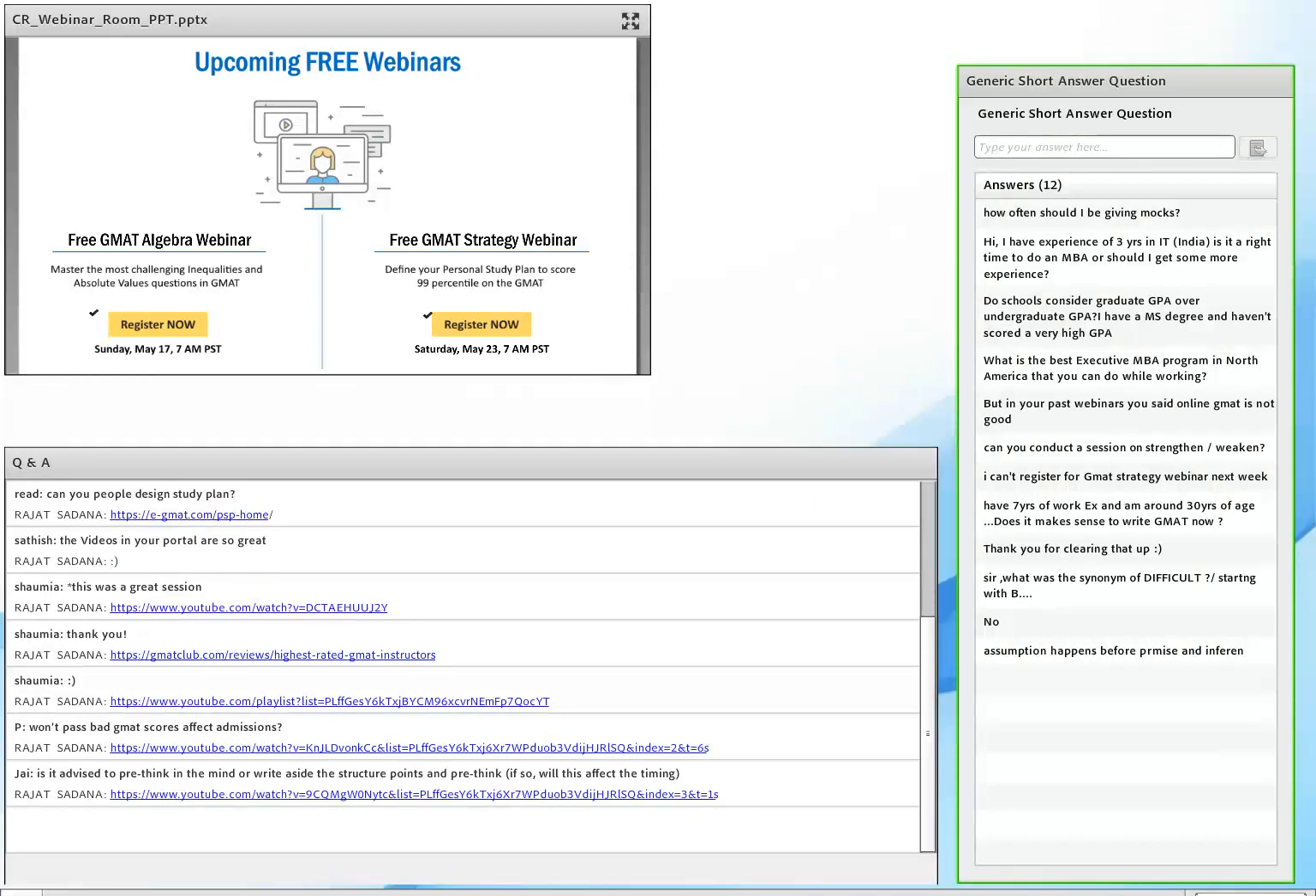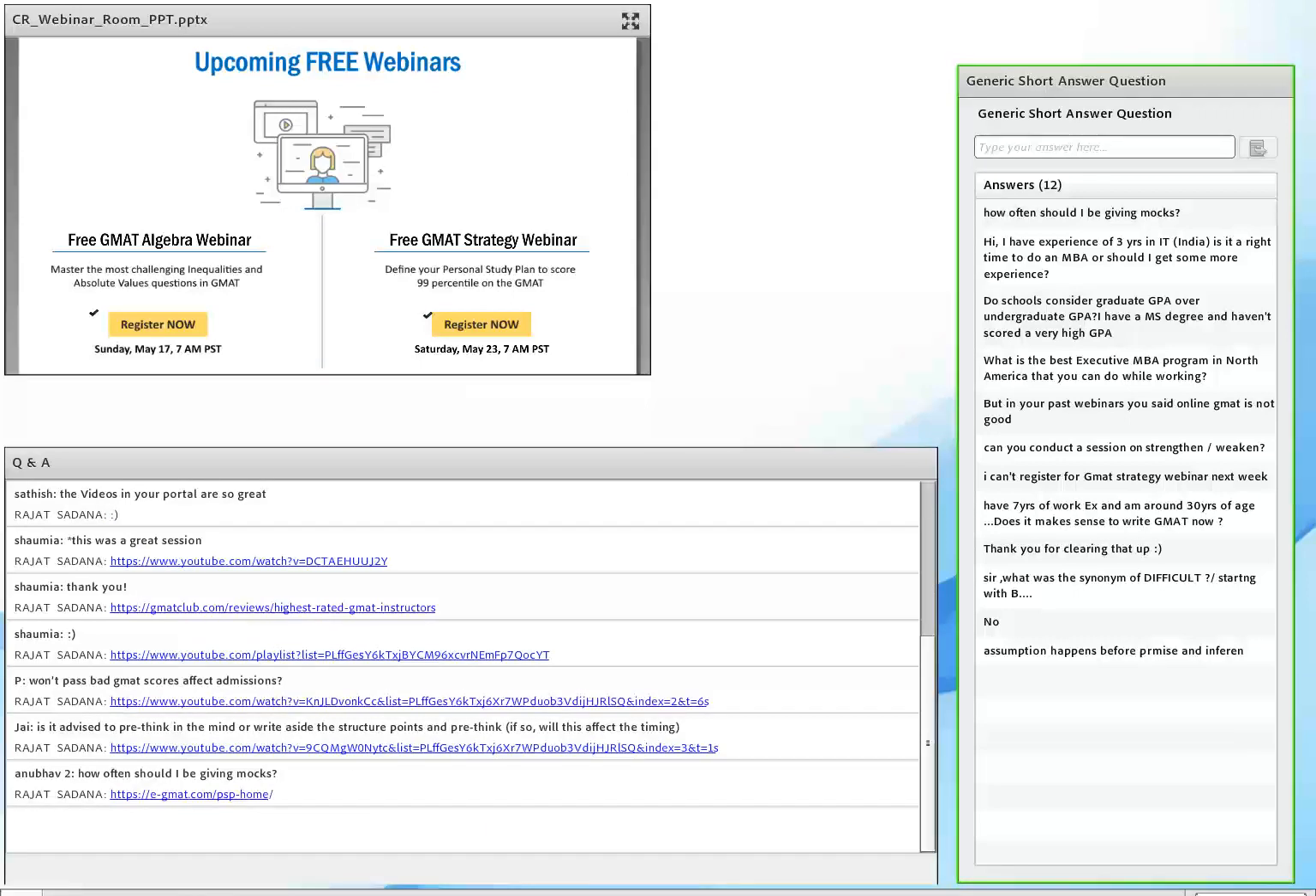How often should you be giving mocks? If you're on the e-GMAT platform, you should be giving mocks after you're done with learning. So the first 2 months, don't take mock tests. Why? Because we have ability quizzes and so many other ways of assessment. You should take mocks when you are 70 to 80% ready. If you've created a study plan with one of our mentors, you would get that answer there. If you've not, then work on a study plan with one of our mentors, and they will tell you when you should be taking mocks.